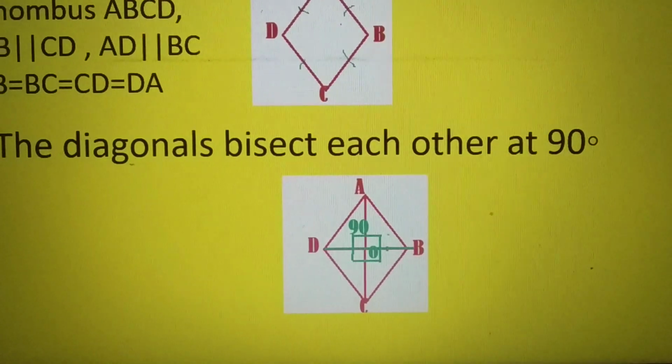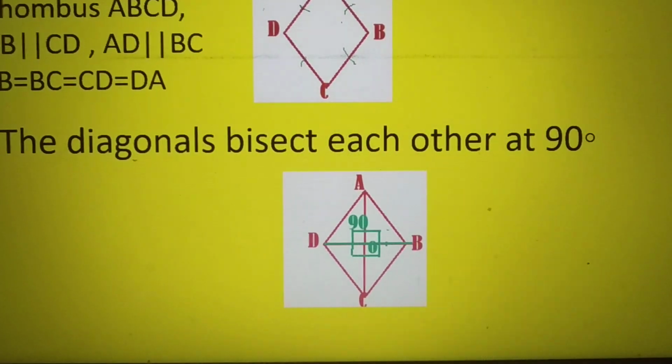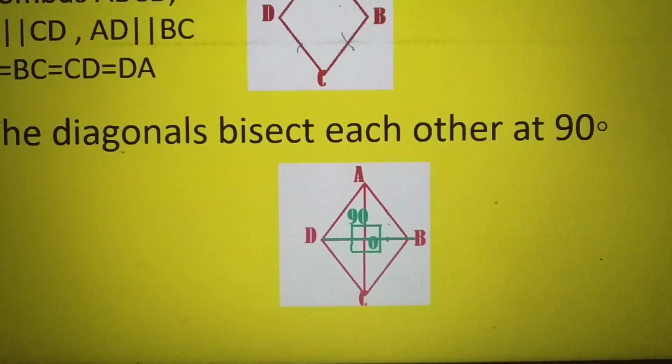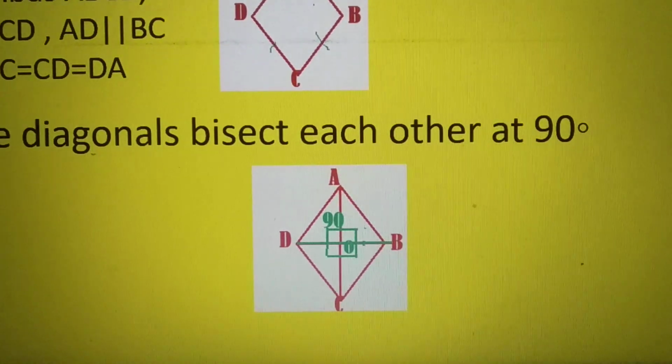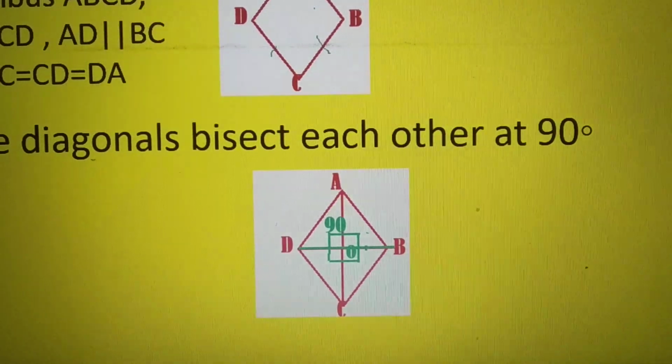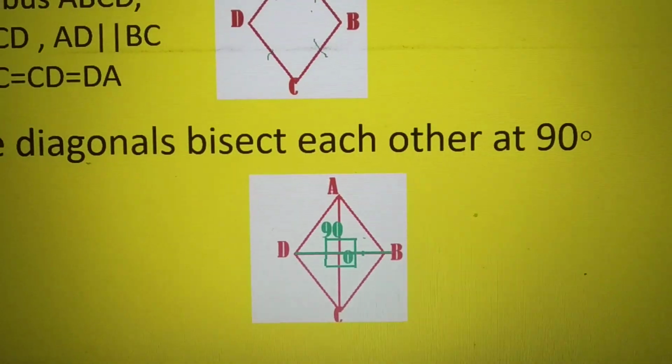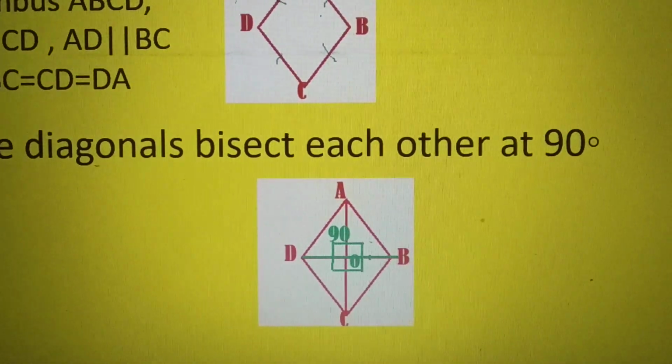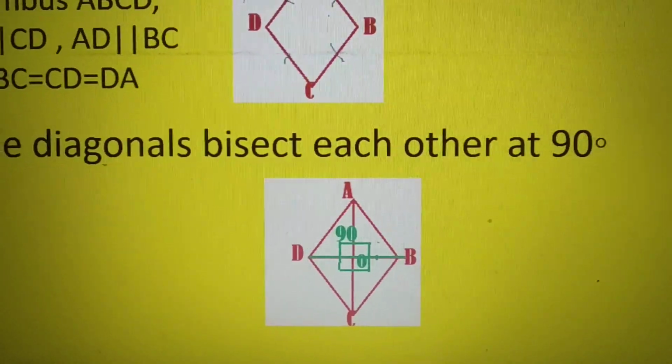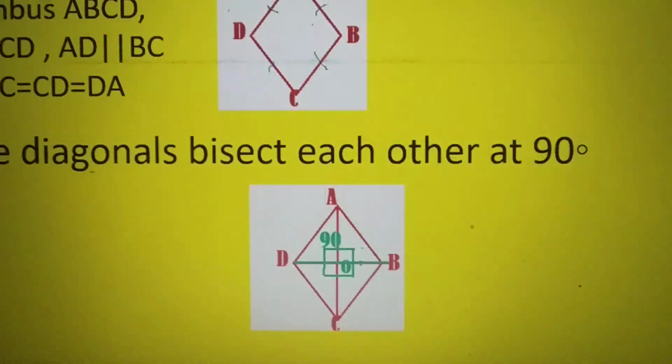Suppose you consider the triangle AOB, the length of AO is given as 3 centimeter and the length of BO is given as 4 centimeter. I can very easily find the length of AB by using Pythagoras theorem. So the length of AB will be equal to 5 centimeter.